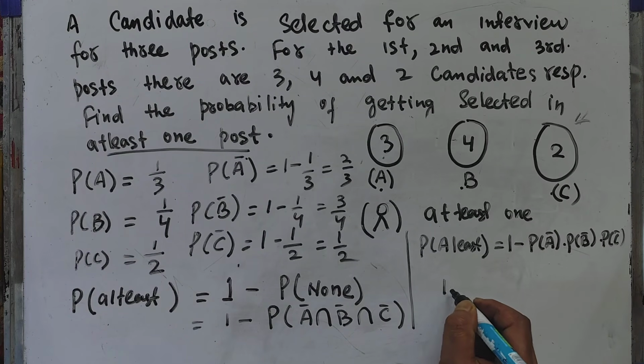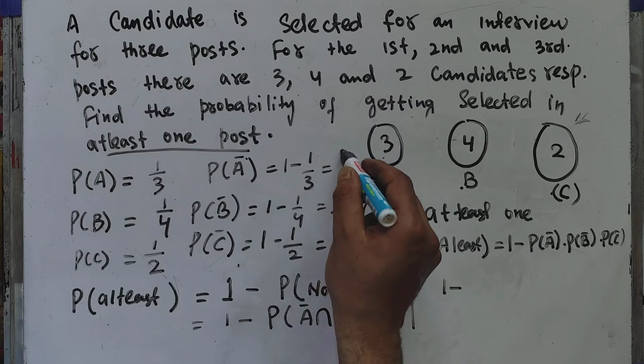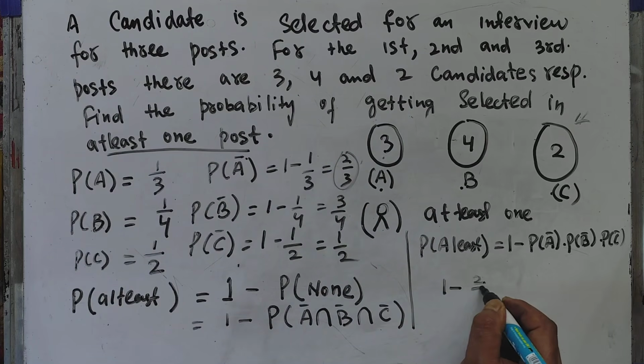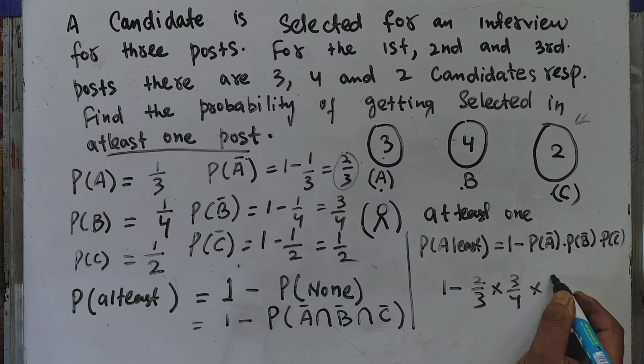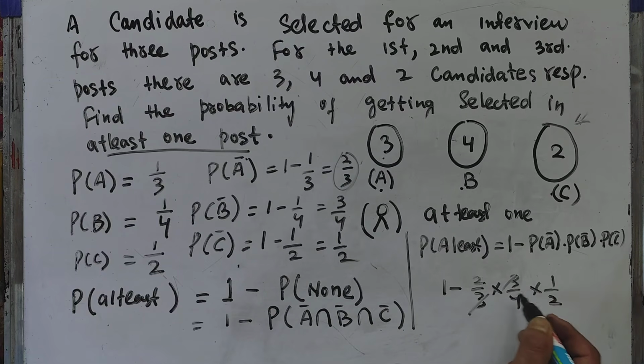which will be equal to 1 minus, here we have 2 upon 3 into 3 upon 4 into 1 upon 2. The 3 and 3 and 2 and 2 get cancelled, we get 1 minus 1 upon 4, that is equal to 3 upon 4. That is, the probability of getting selected in at least one post is 3 upon 4.